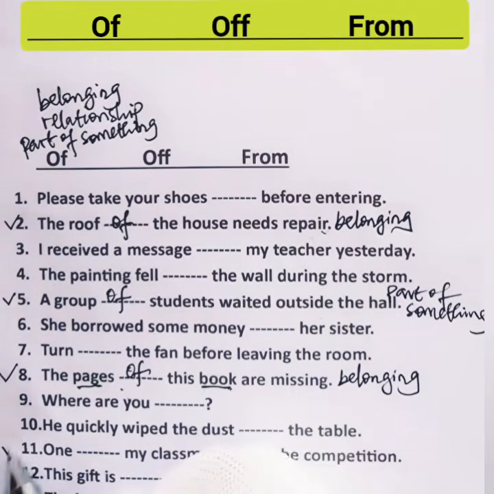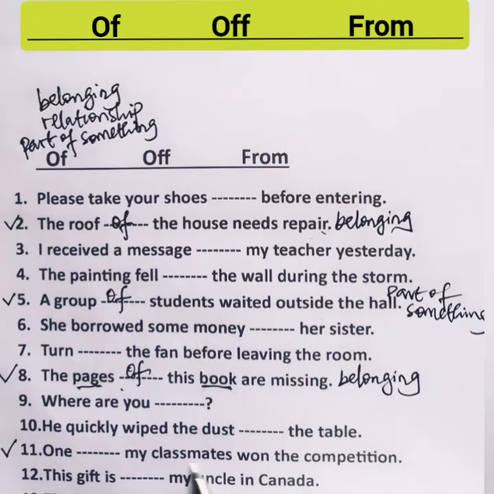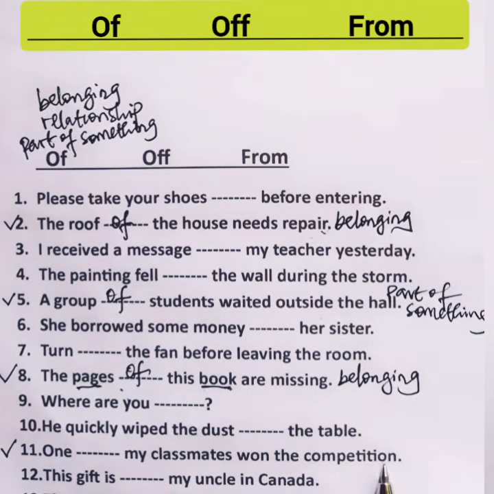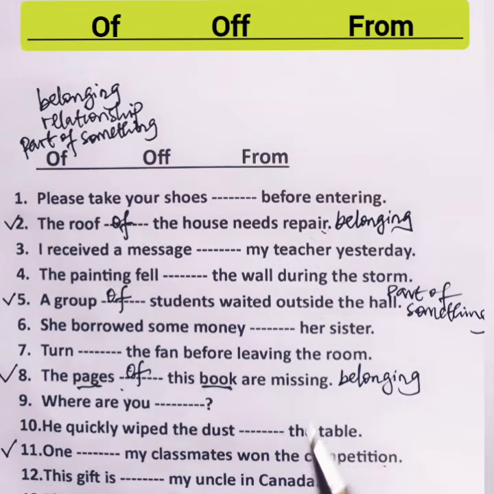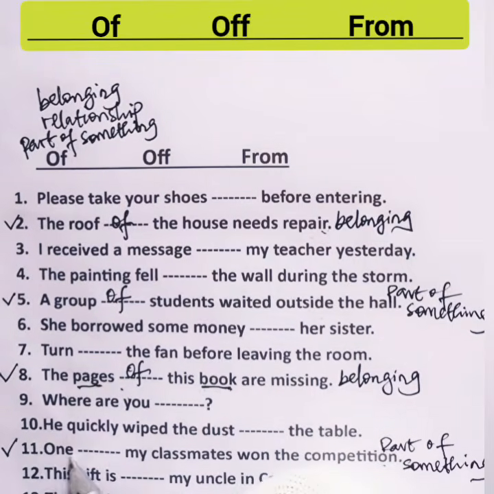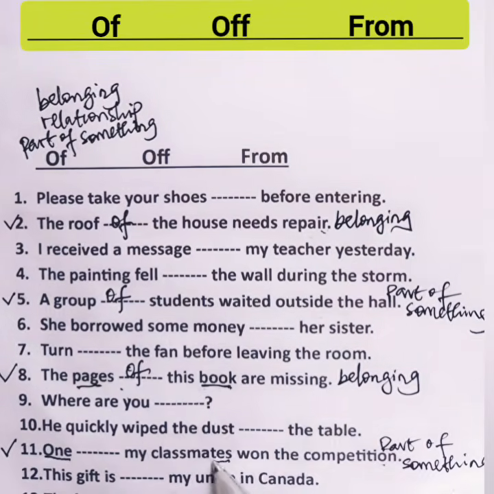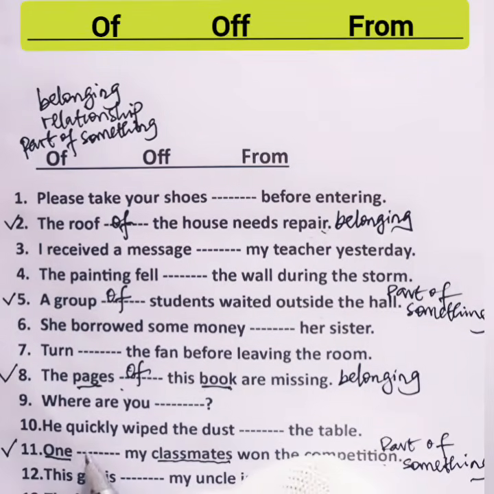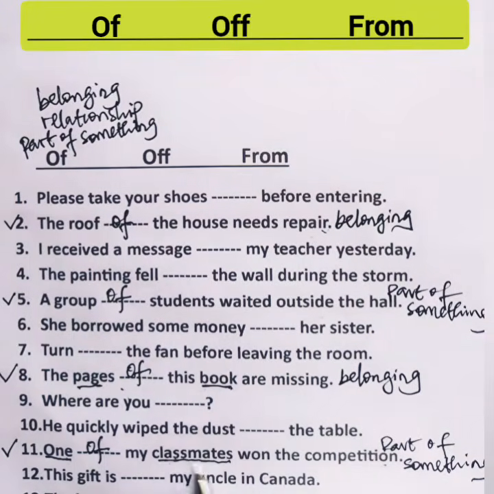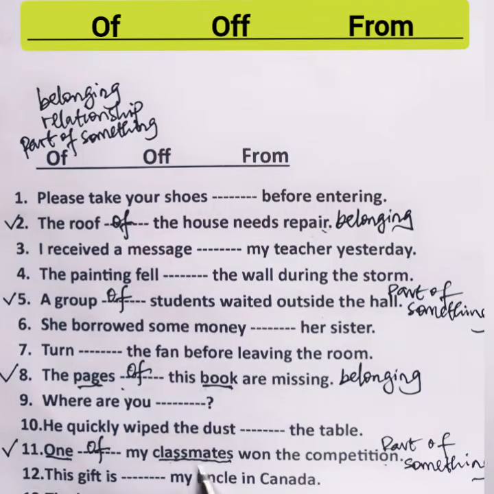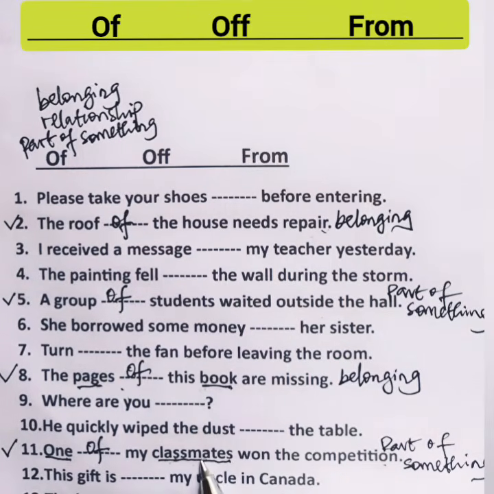Number 11. One blank my classmates won the competition. Here we are talking about part of something. We have one here and classmates. So when we use of here, it means that one is part of my classmates. I'm referring to one out of all of them. Okay, so it's about part of something.